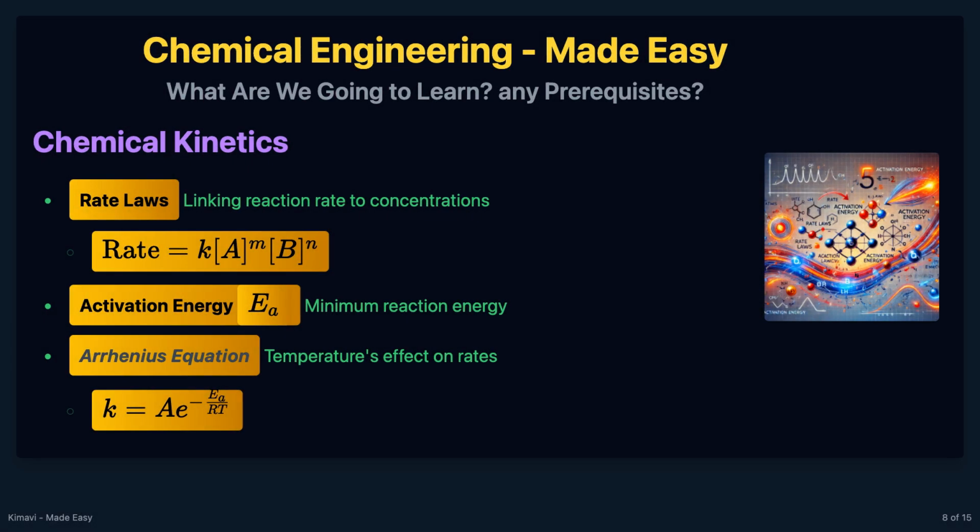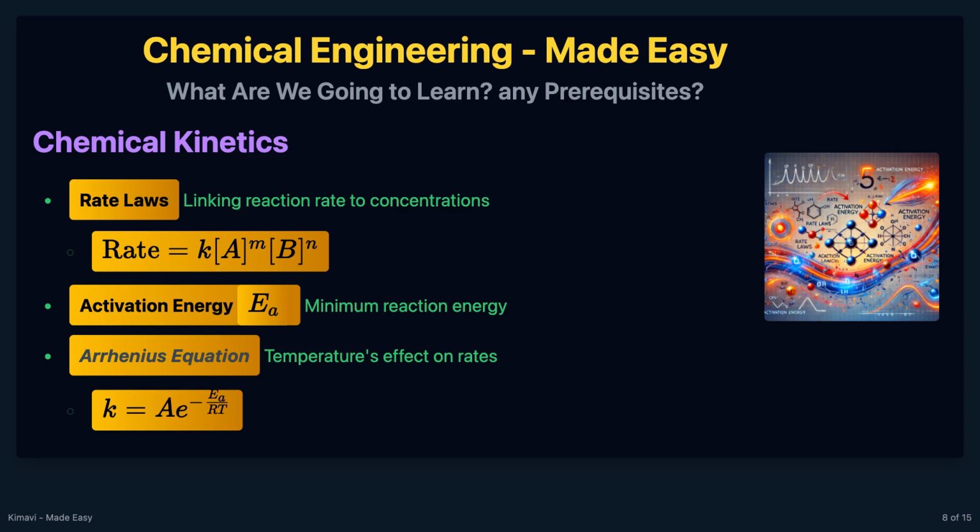Chemical kinetics deals with the rates of chemical reactions. You will learn about rate laws, which describe the relationship between reaction rate and concentration. The rate law is given by the equation rate = k[A]^m[B]^n, where k is the rate constant, A and B are reactant concentrations, and m and n are their respective orders.